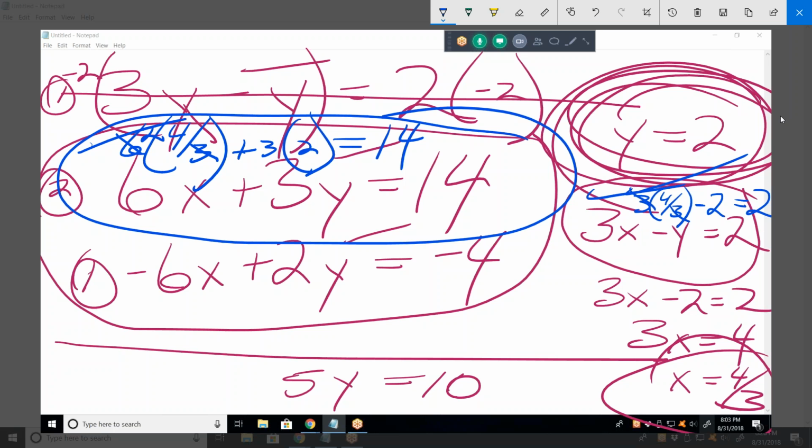Now, let me add one more comment. If you are taking a test, speed is usually a factor, correct? Aren't you always on a clock? Do you ever get to take a test that you're not timed on? If you're not timed on a test, then I would do this step where you check your answer and make sure that it works for both equations. And by both equations, I mean that one and that one. That was the original number 1 and number 2.